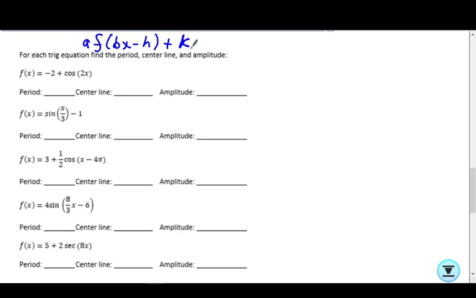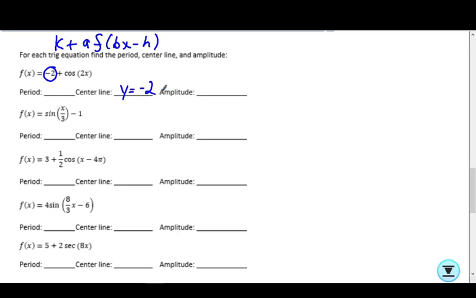Well, I guess in this case, we could write it so that it matches our trig a little bit better as k plus a function, whatever it is, sine or cosine. So when we compare it to what we've got, let's look at the first one. This -2 right here, that's my k. And from what we've been talking about, k is my vertical shift. So that tells me where my center line is. So where is my center line? y equals -2.